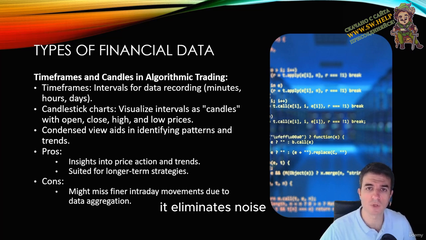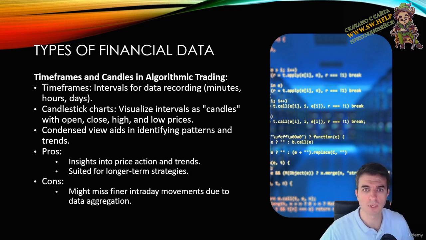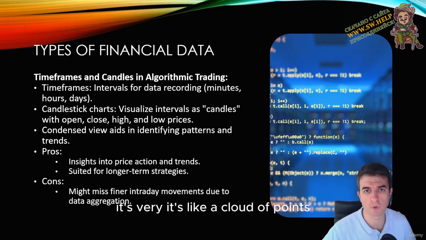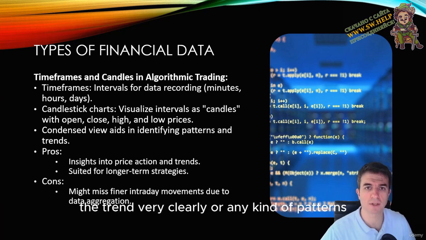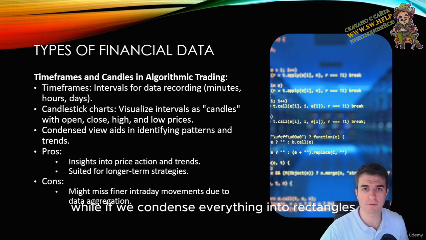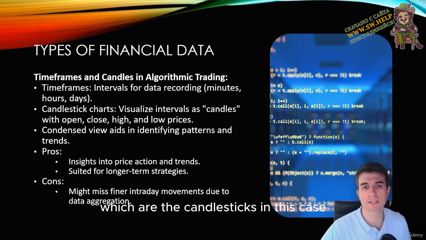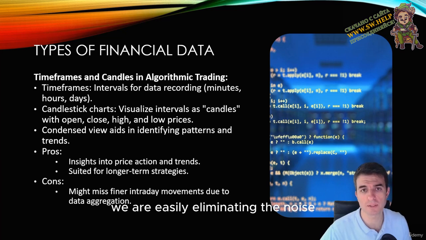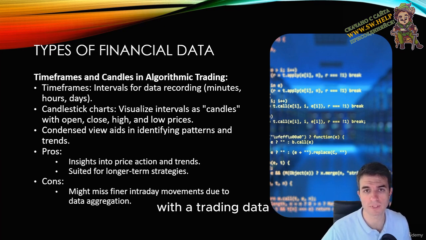It eliminates noise, because if you look at the tick data point by point, it's like a cloud of points. You wouldn't see the trend very clearly, or any kind of patterns. While if we condense everything into rectangles, which are the candlesticks, in this case, we are easily eliminating the noise, or part of the noise that comes with the trading data.